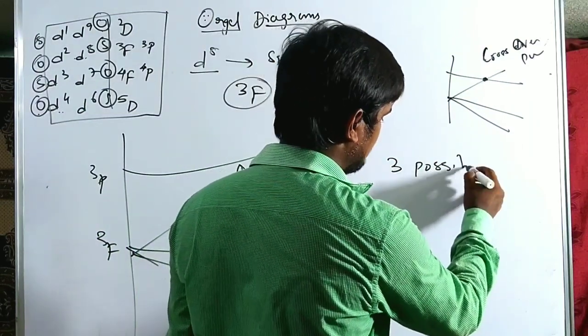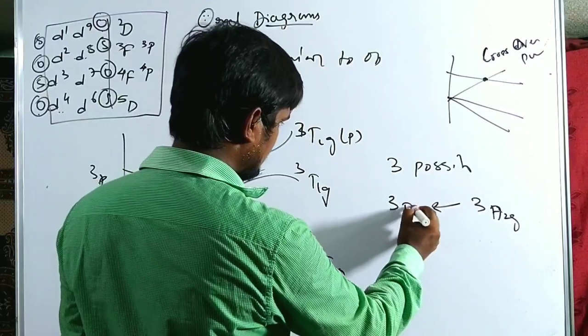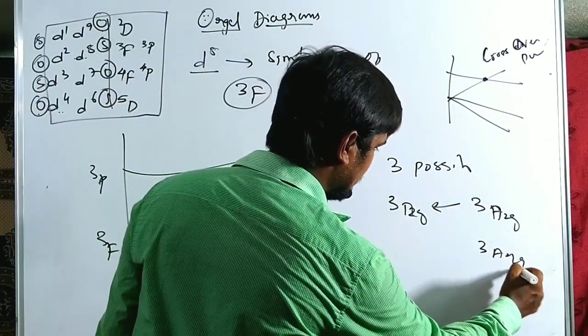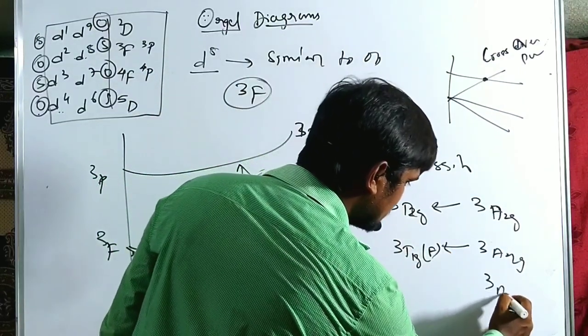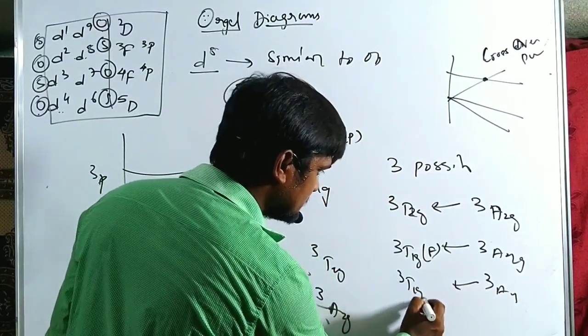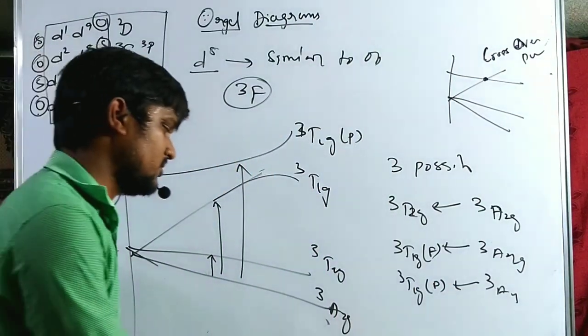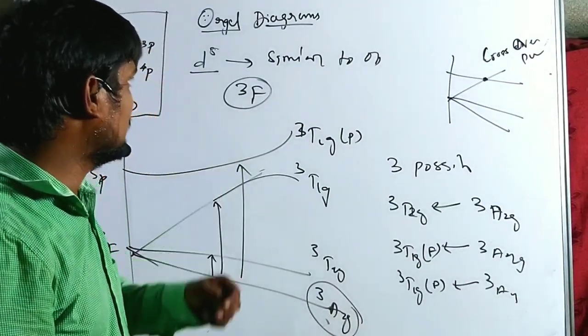There are three possible spin allowed transitions. One is 3A2g to 3T2g. The second one is 3A2g to 3T1g, which belongs to the F term, and 3A2g to 3T1g, which belongs to the P term. So these three are the possible term symbols. Here 3A2g is the ground term symbol.